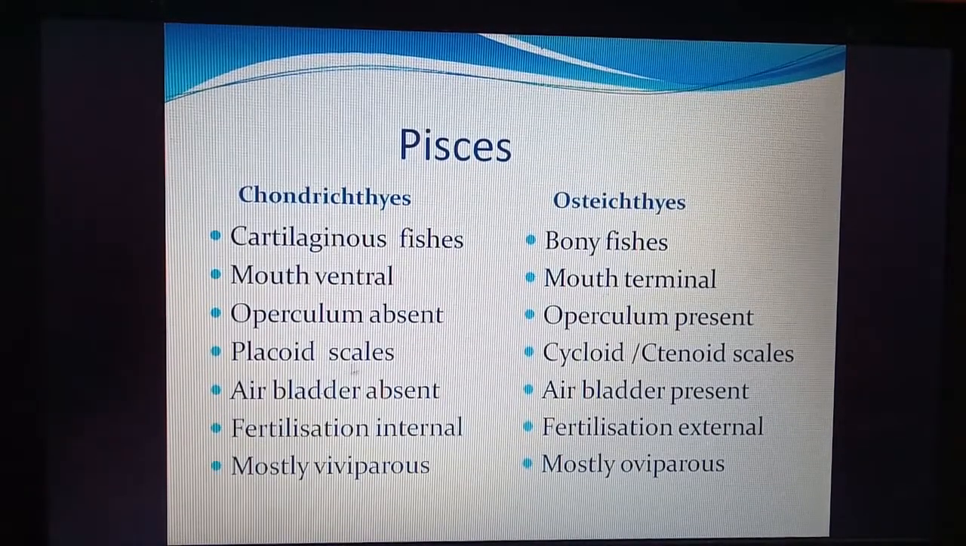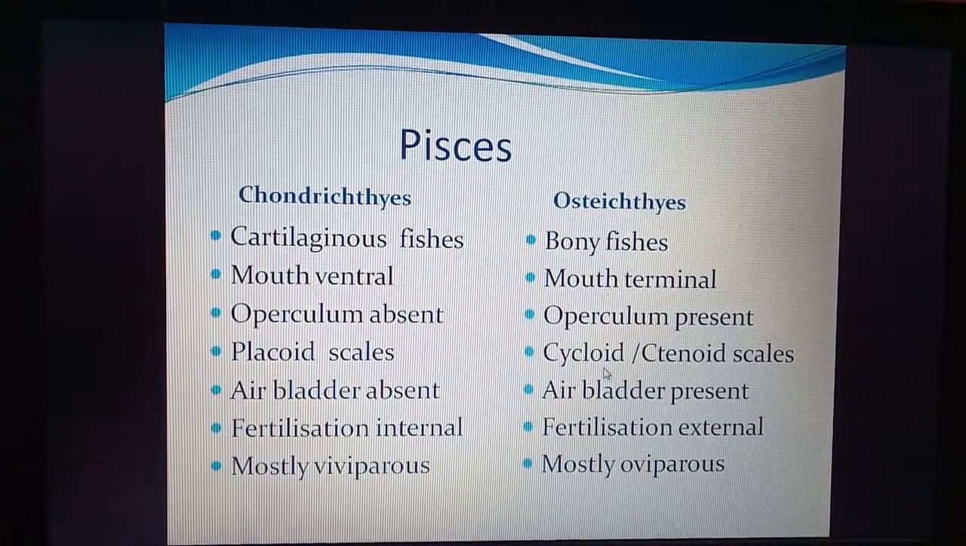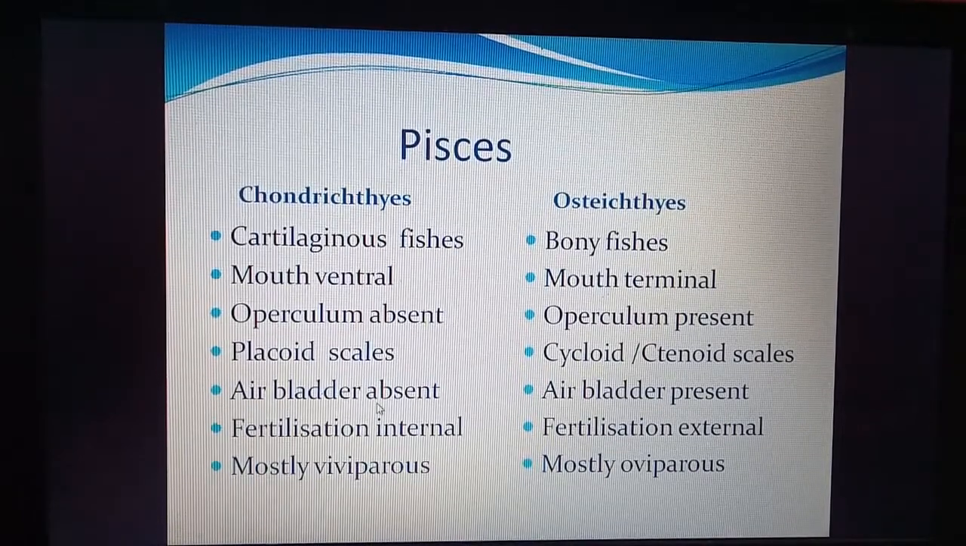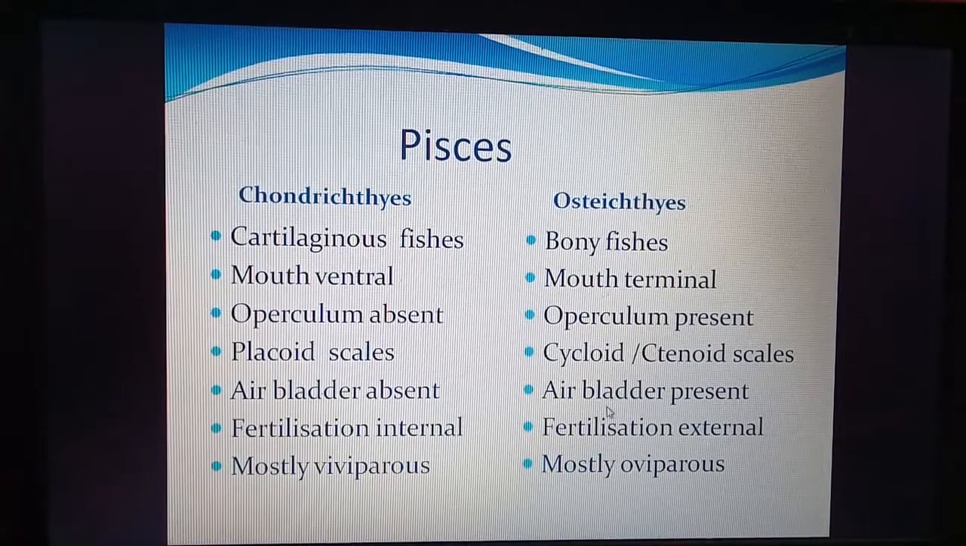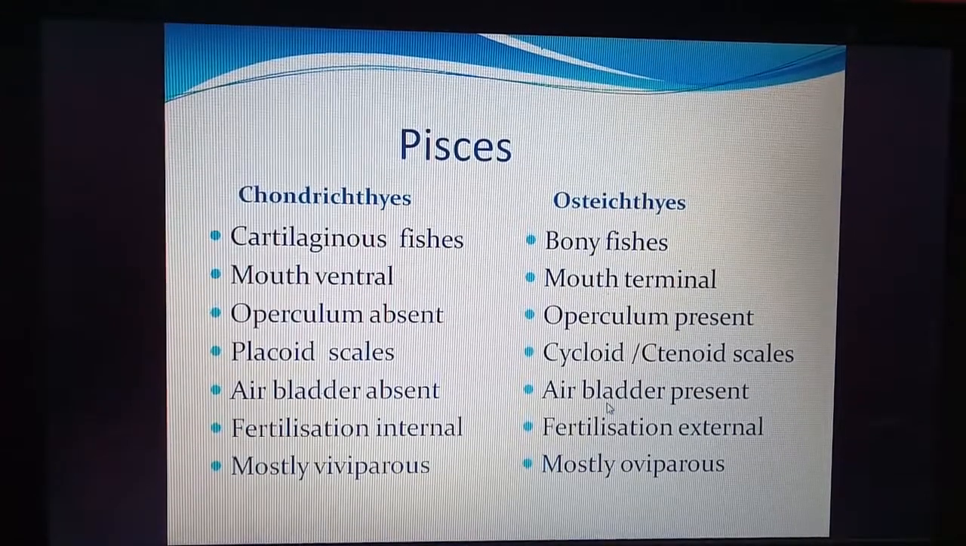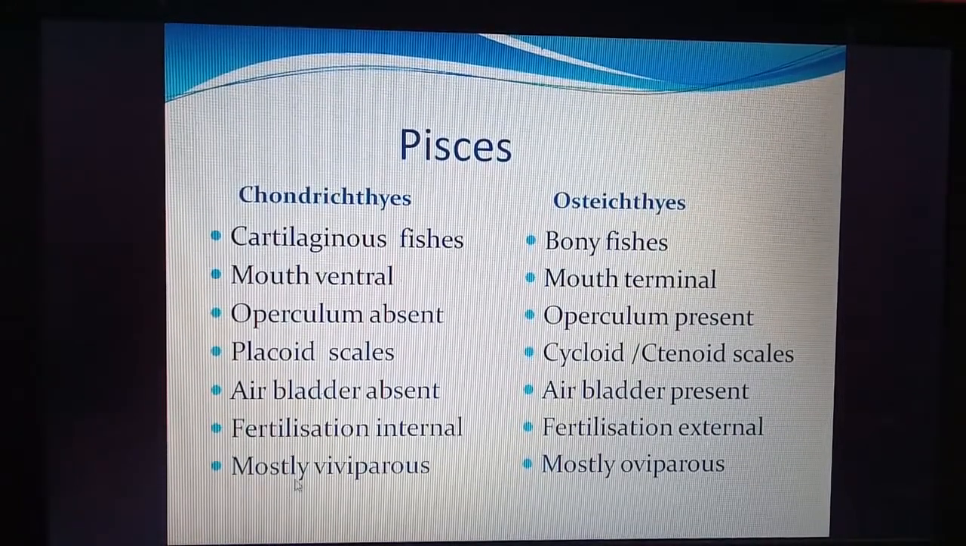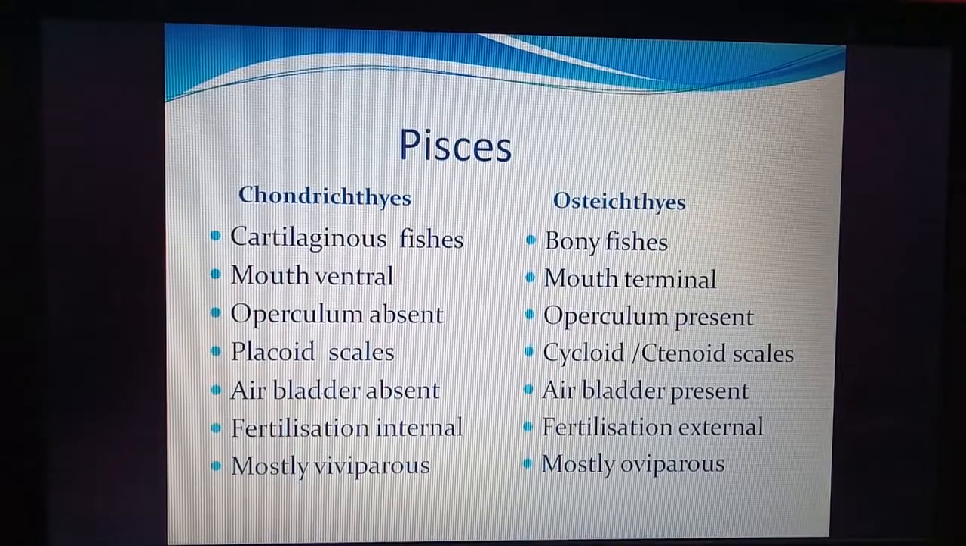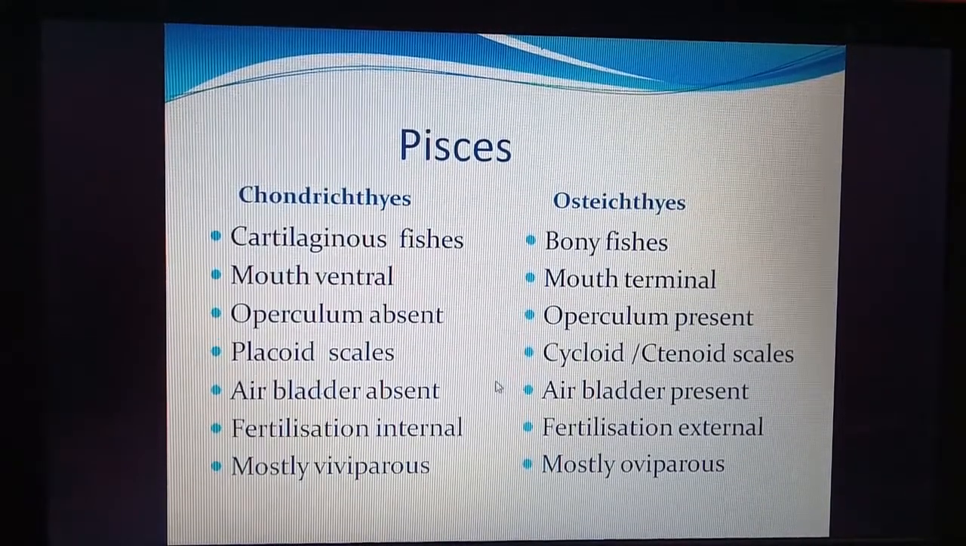Now they have placoid scales which are very small, and bony fishes have cycloid or ctenoid scales which are large, which can be seen over the body. Air bladder is absent in cartilaginous fishes and present in bony fishes, so they can easily float. Fertilization is internal, while in Osteichthyes fertilization is external in the water medium. They are mostly viviparous, meaning they give birth to young ones, while bony fishes are mostly oviparous, meaning they lay eggs.